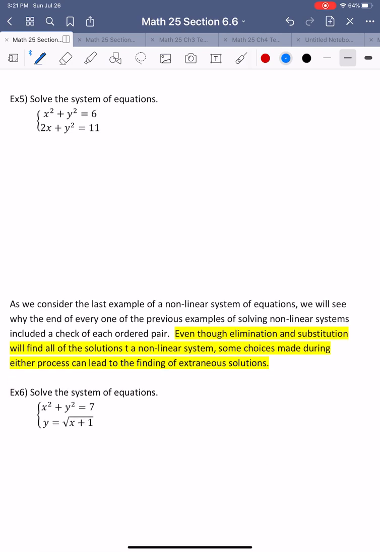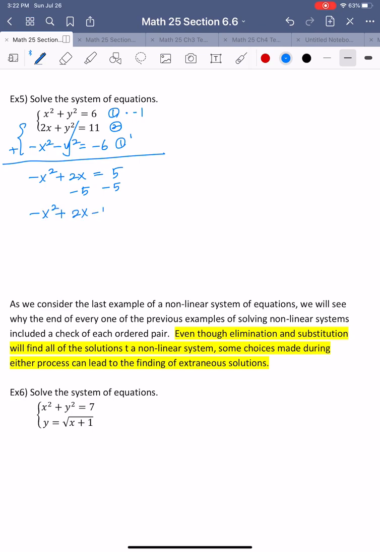No solution. Example 5. Yeah, I think I want to use elimination too. So if I use elimination, equation 1, I'm going to multiply by negative 1. So negative x squared minus y squared equal to negative 6. And then I'm going to add it up. So I got negative x squared plus 2x, and y squared cancels, equal to 5. So I'm going to subtract 5 from both sides. I got negative x squared plus 2x minus 5 equal to 0. And then I'm going to multiply by negative 1 on both sides: x squared minus 2x plus 5 equal to 0.